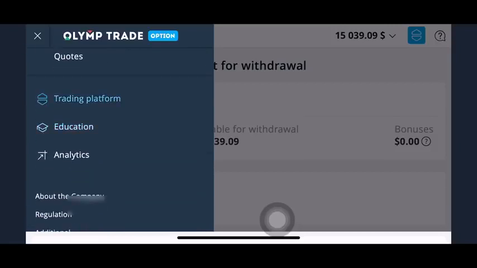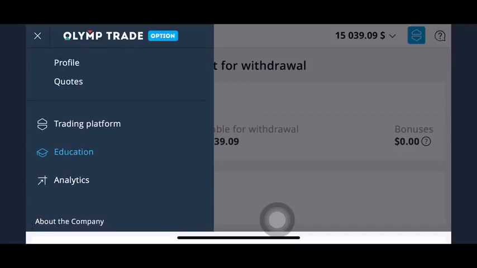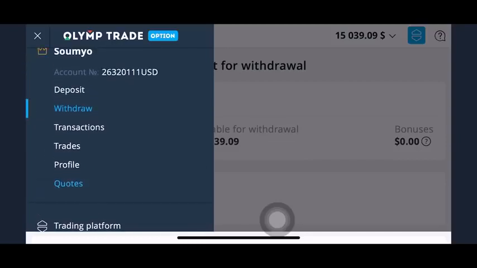Change your language options, log out. You can read about the company. You have an education section where you can learn about different tricks, strategies and indicators. You have analytics where you can read about a lot of news and stuff. You have profile, trades, transactions, and then the withdraw. You can see the withdraw in blue. This is where you tap to make a withdraw request.